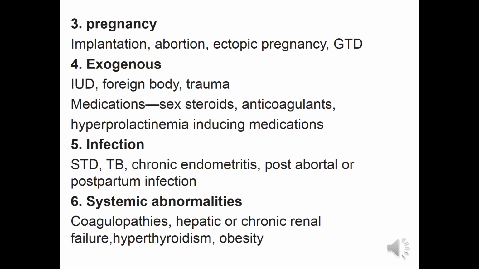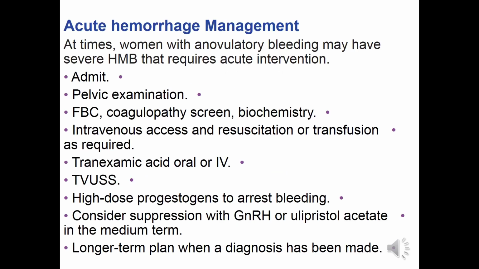Management. In case of acute hemorrhage, at times women with anovulatory bleeding may have severe heavy menstrual bleeding that requires acute intervention. First, admit to hospital, do pelvic examination, send for investigations: full blood count, coagulopathy screen, biochemistry, intravenous access, and resuscitation or transfusion as required.